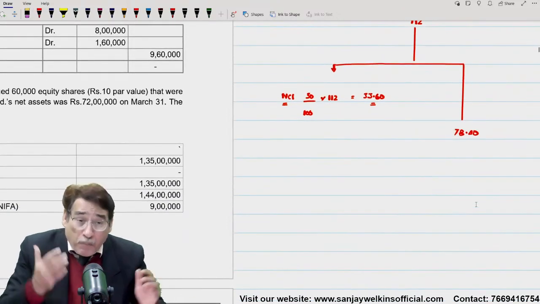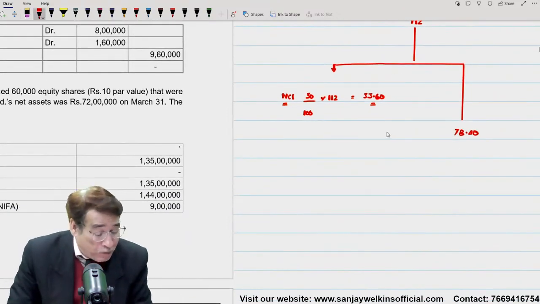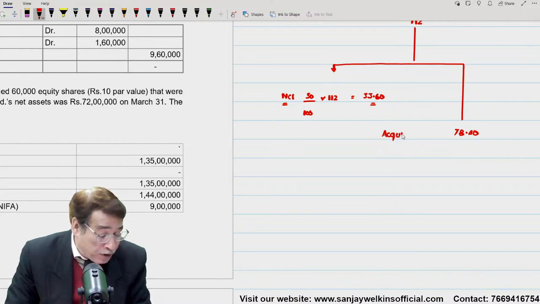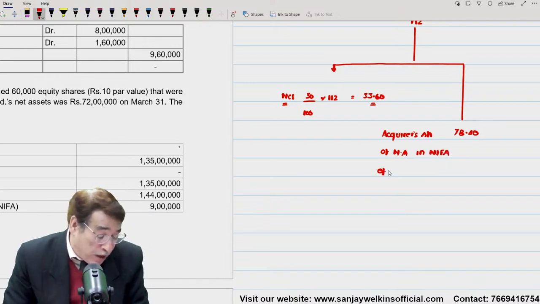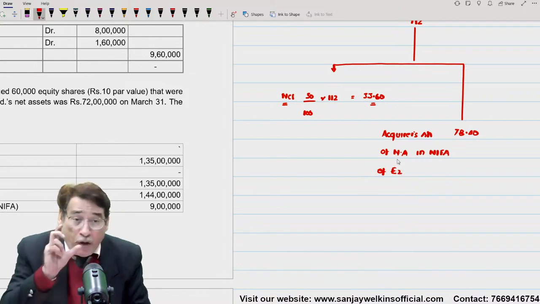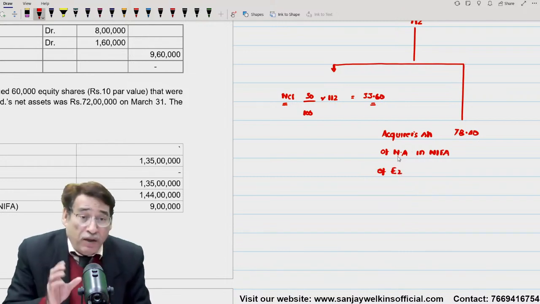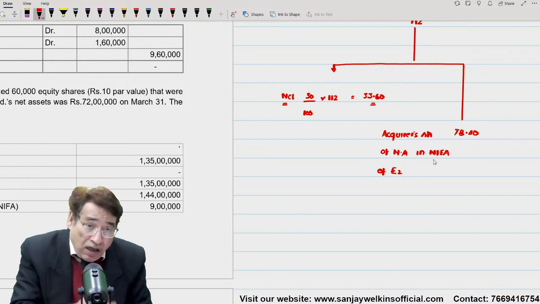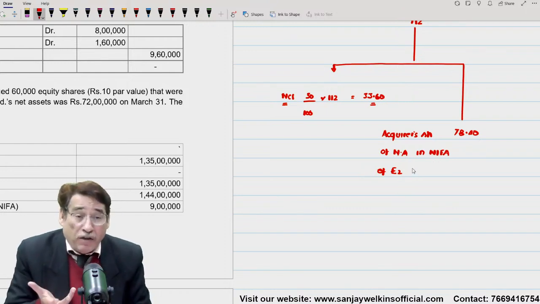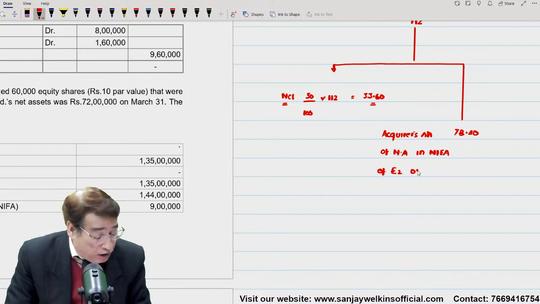What does it mean? It means that this is the acquirer's share. Acquirer means E1's share. Acquirer share of net assets in NIFA, net identifiable asset of E2, that is the acquiring company. Acquirer share of net assets, correct, in NIFA. NIFA of what? Of the acquiring company on the date of acquisition.